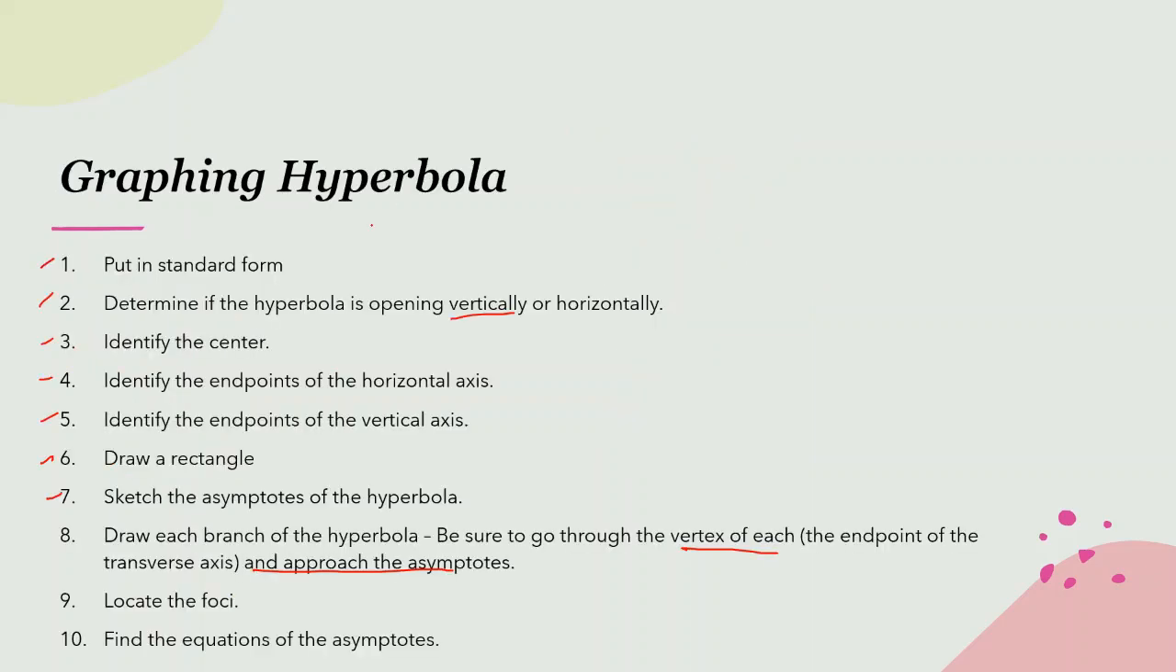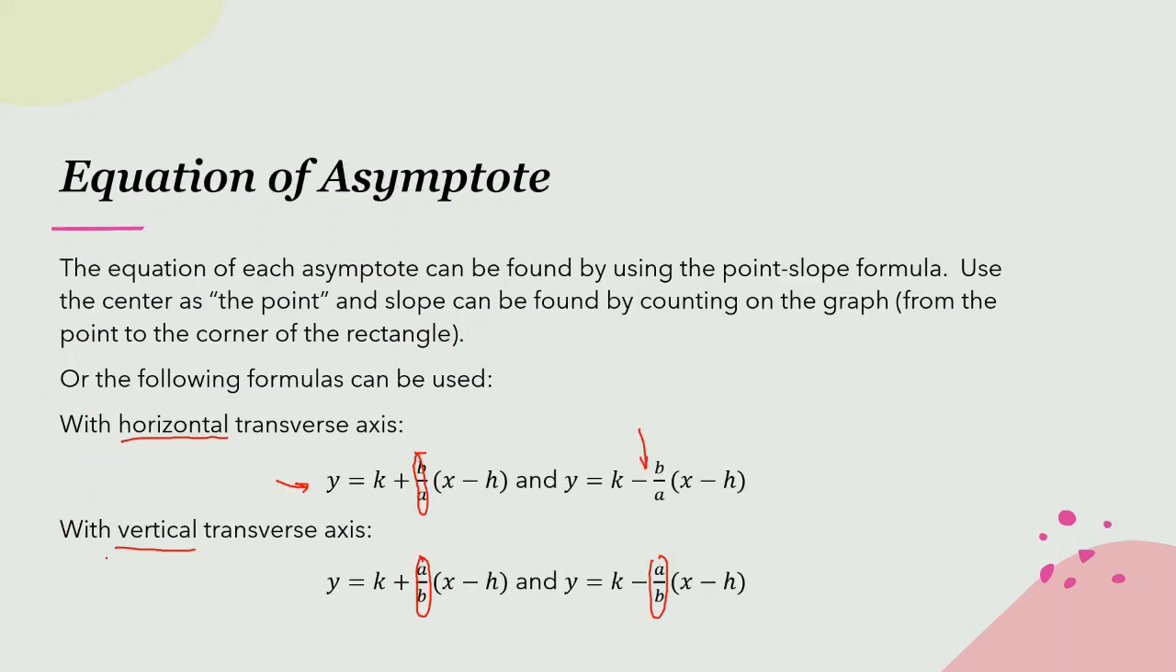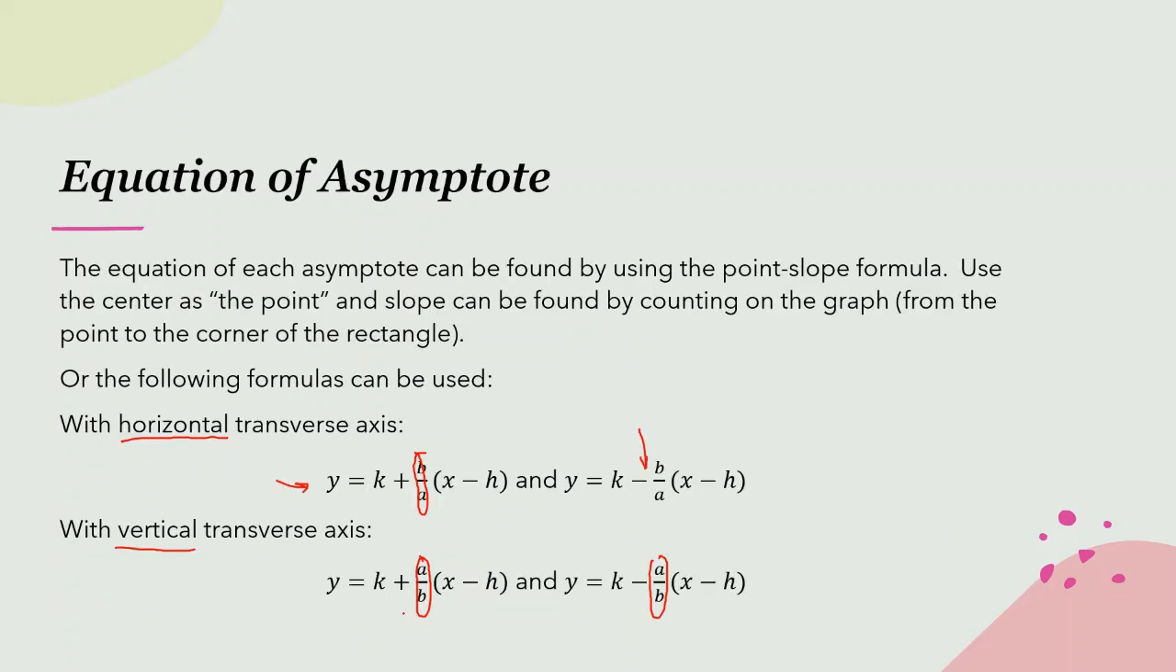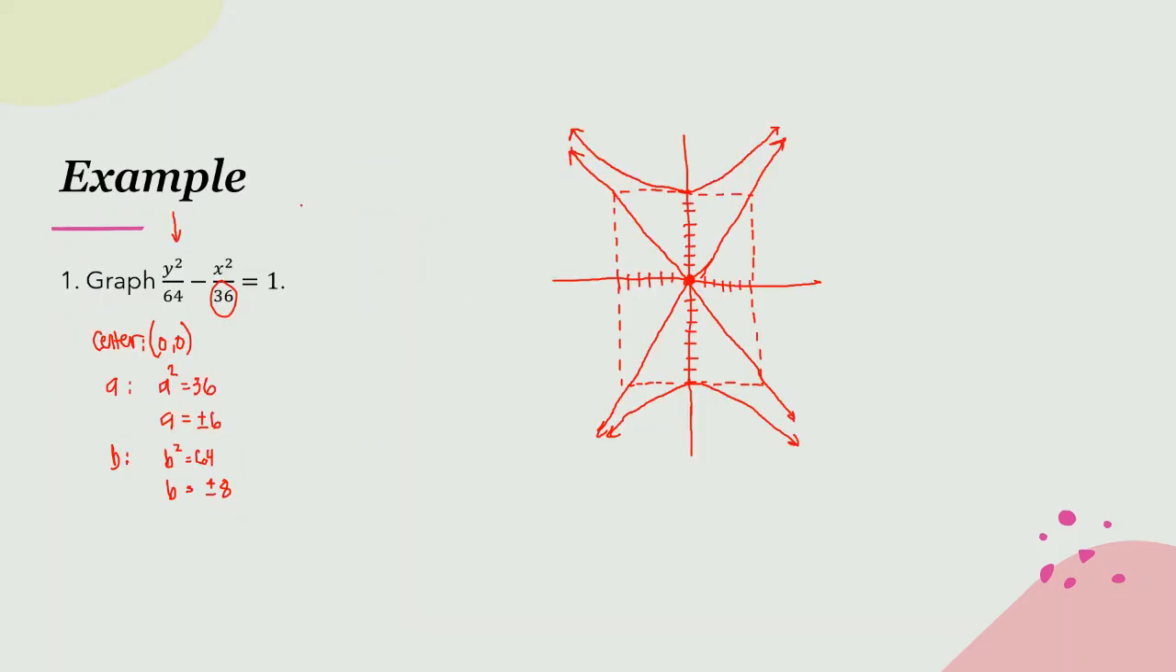So after we have drawn the branches of the hyperbola, we can already locate our foci. So again, in locating the foci, we'll be using this equation: c squared is equivalent to a squared plus b squared. As we know, our a squared is 36, our b squared is 64. So c squared is equivalent to 36 plus 64. Square root both sides. So c is equivalent to the square root of 36 plus 64, which is just equivalent to positive negative 10.